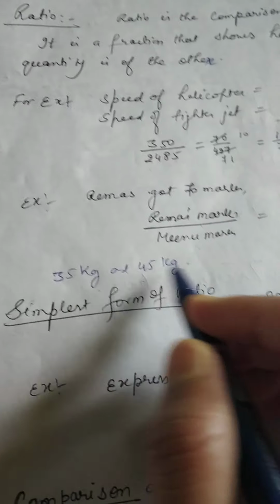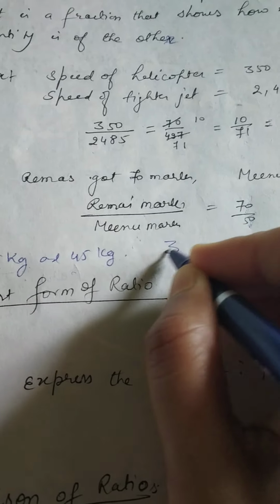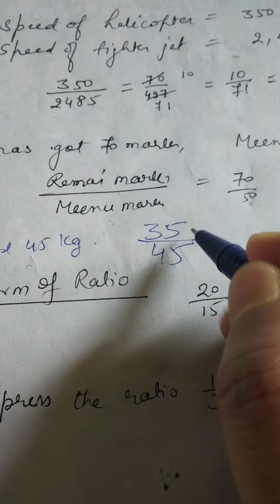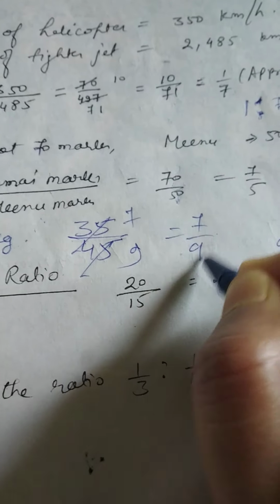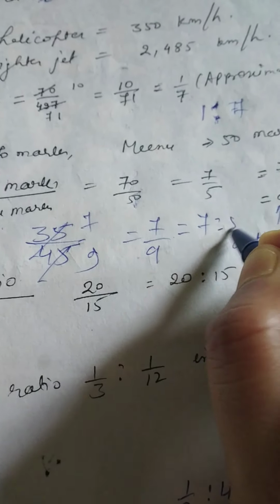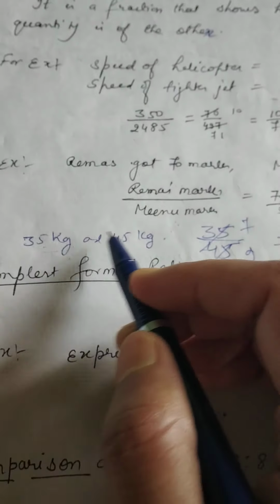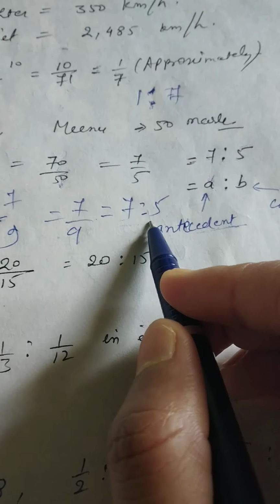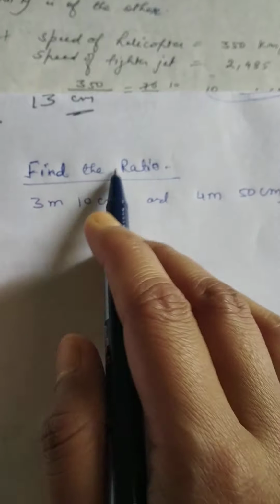Suppose you have to write this in the ratio form, 35 kilogram and 45 kilogram. Let's write this 35 by 45. We can cancel it. 5 7s are 35, 5 9s are 45. 7 by 9. We can write it 7:9. So 7:9 is the ratio of this 35 kg and 45 kg. Got it?